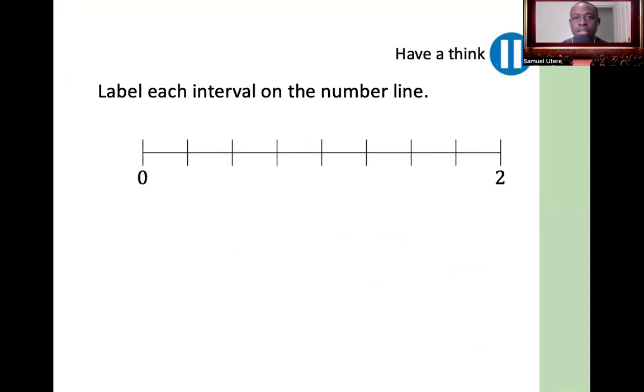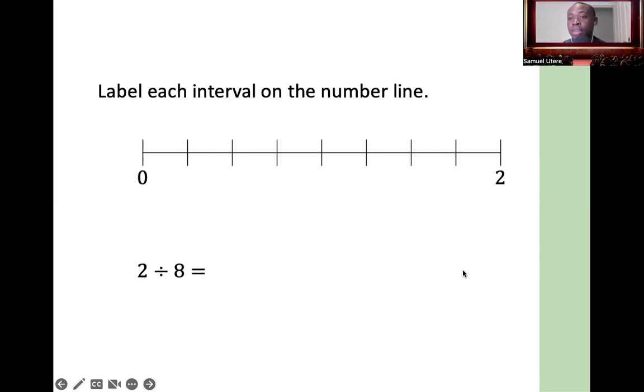Well, it's the same approach. We would say, well, we have 0 to 2. The value between 2 and 0 is 2. So 2 minus 0 is 2. We have 1, 2, 3, 4, 5, 6, 7, 8. We have 8 intervals. Now, there are different ways we can do this. So I'm going to show you 3 different ways of thinking about this problem.